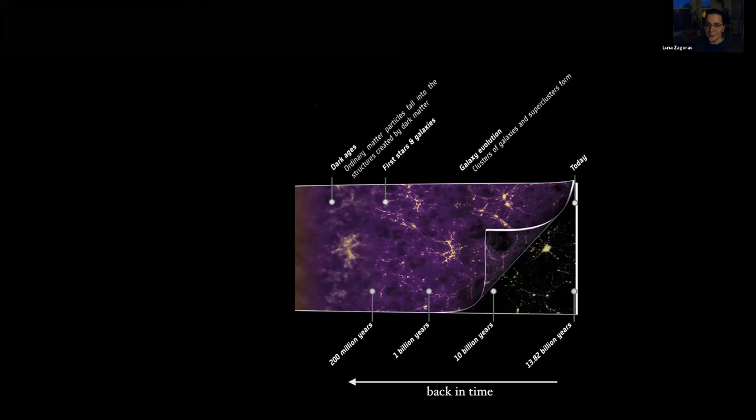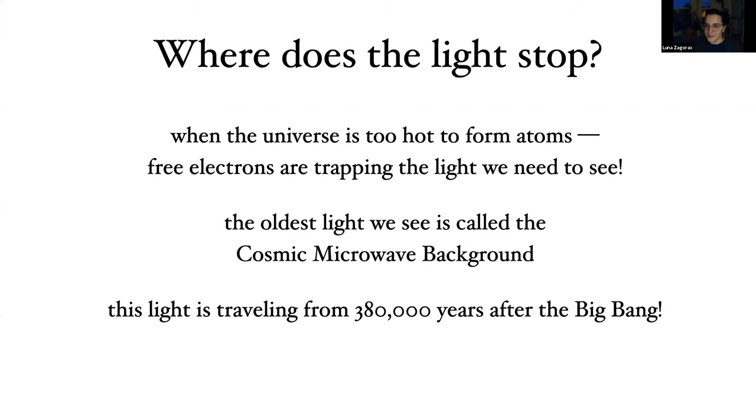And we can even look further to that where there's not a lot of light because stars haven't started forming yet. And then we hit a wall. And what is this wall? This wall is something called the cosmic microwave background.